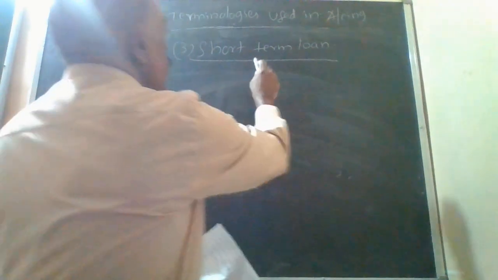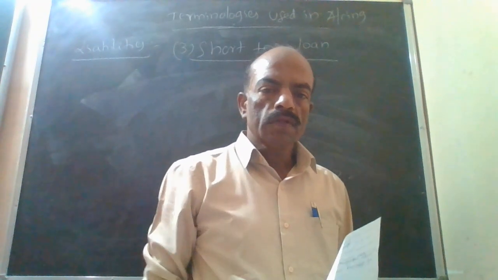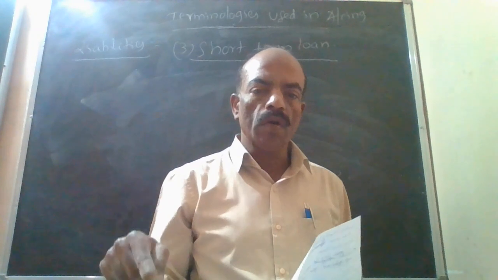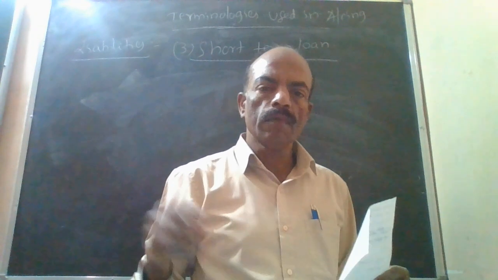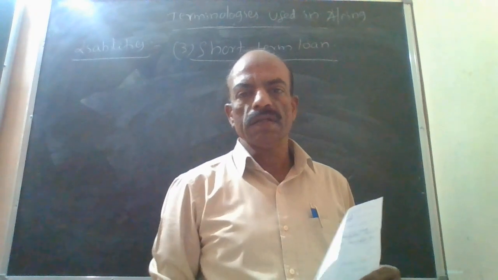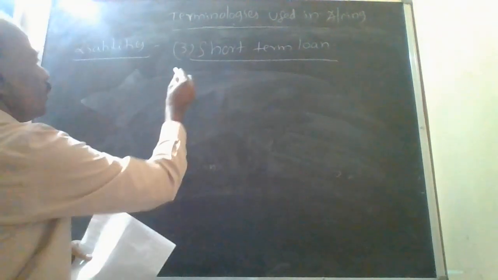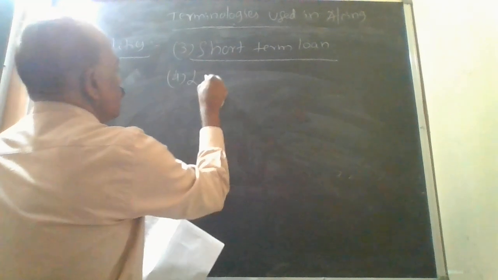Short-term loan is a loan taken by the proprietor, who is required to repay that loan within 1 year. Short-term loan is a loan which is required to be repaid within 1 year. That is called short-term loan. So what is the long-term loan? Another is the long-term loan.